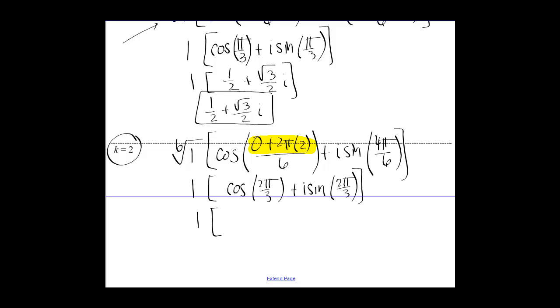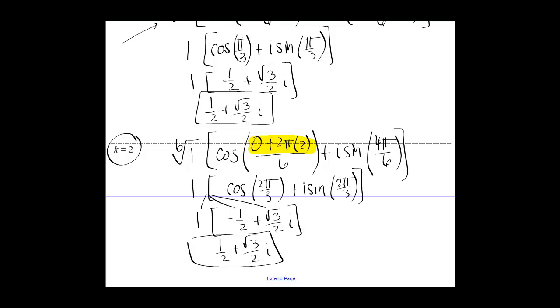So the 1 stays out front. Cosine of 2 pi over 3 is negative 1/2. Sine of 2 pi over 3 is positive root 3 over 2 i. Distribute that 1. Our third root of 1 is negative 1/2 plus root 3 on 2 i.